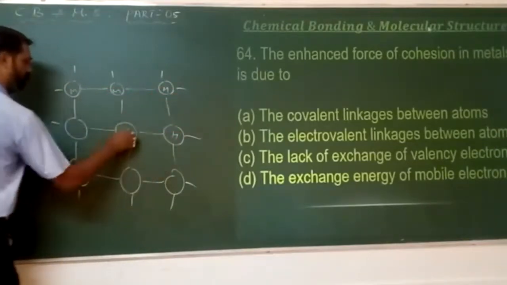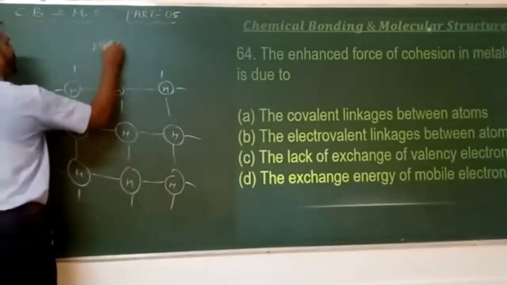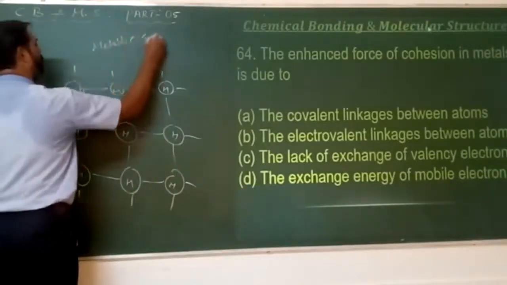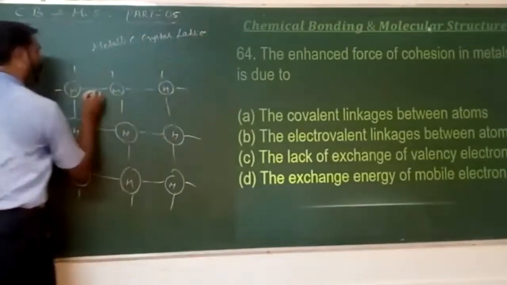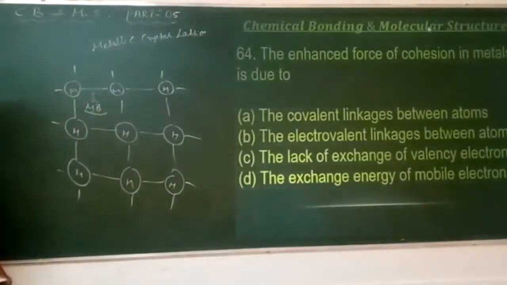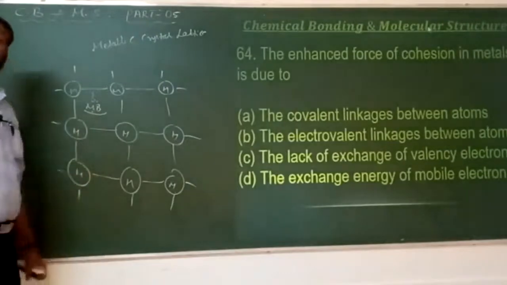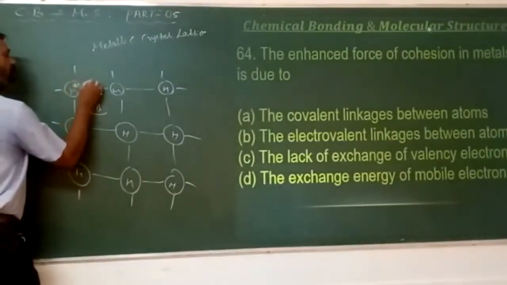Metal. M is a metal atom. And this is called a lattice, that is called the metallic crystal lattice. And this is called MB, that is, metallic bonding. How is metallic bonding created? As we know, metals are highly electropositive in nature, so they readily lose electrons to form the respective cation.